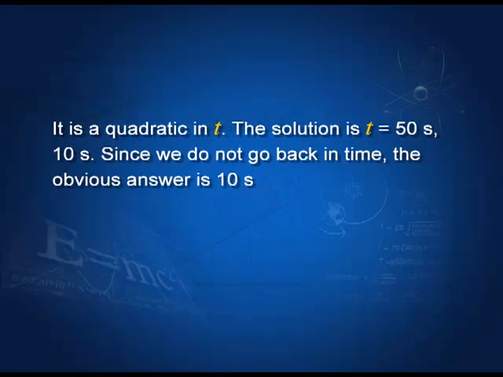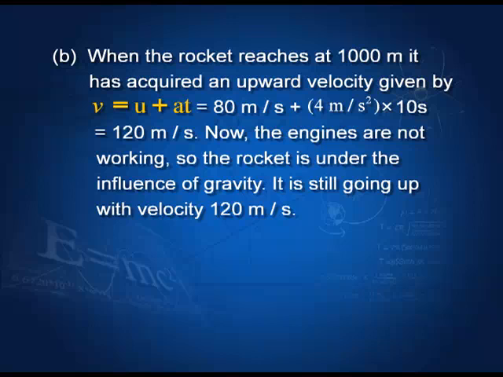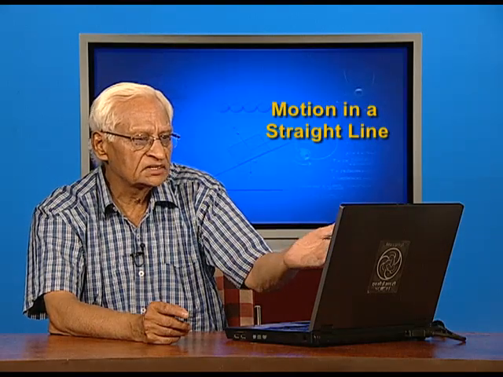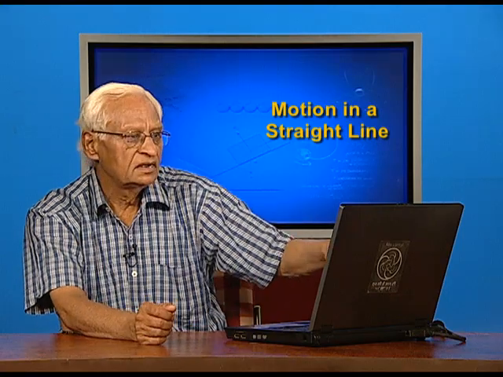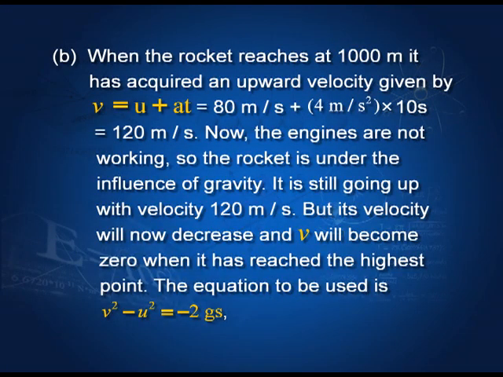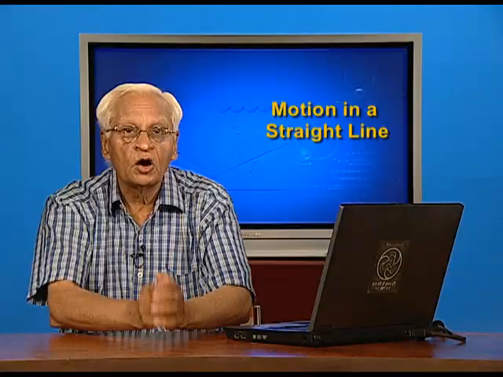Therefore, we accept the answer 10 seconds. B. When the rocket reaches 1000 meters high, it has acquired an upward velocity given by v equal to u plus a t. So, we again use the numbers: 80 meters per second plus 4 meters per second square into 10 seconds, and we get the velocity equal to 120 meters per second. That is, at a height of 1000 meters, the rocket has acquired a velocity equal to 120 meters per second. And now the engines fail.